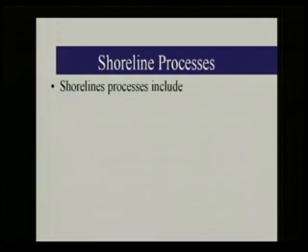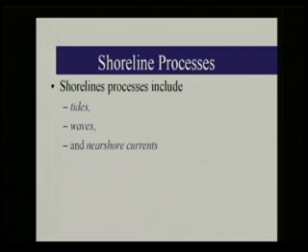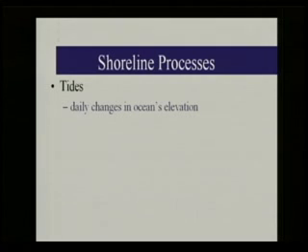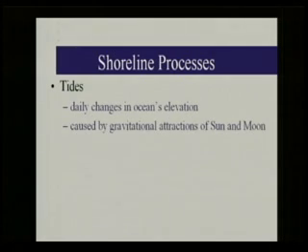We're going to look at different shoreline processes today, geologic agents that erode, transport, and deposit. Specifically, we're going to look at tides, waves, and nearshore currents. The first one we will look at are the tides. Tides are daily changes in the ocean's elevation. We're not talking about waves that are washing ashore. Instead, we're looking at the rise and fall of the ocean elevation. This is caused by gravitational attractions of the sun and the moon and Earth.